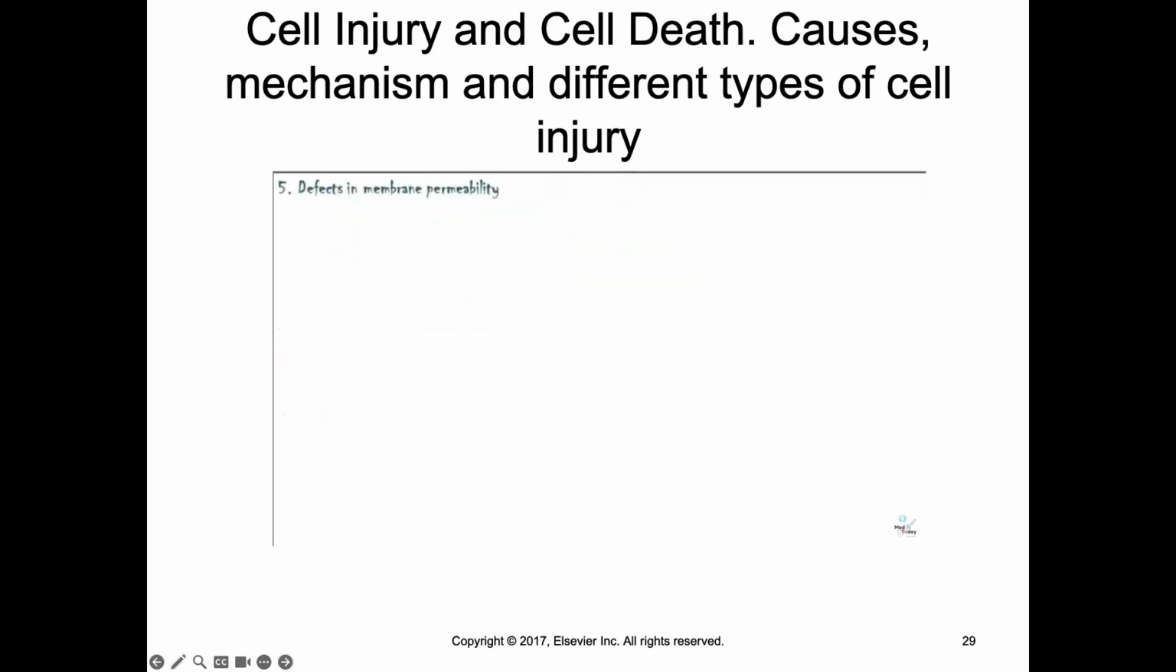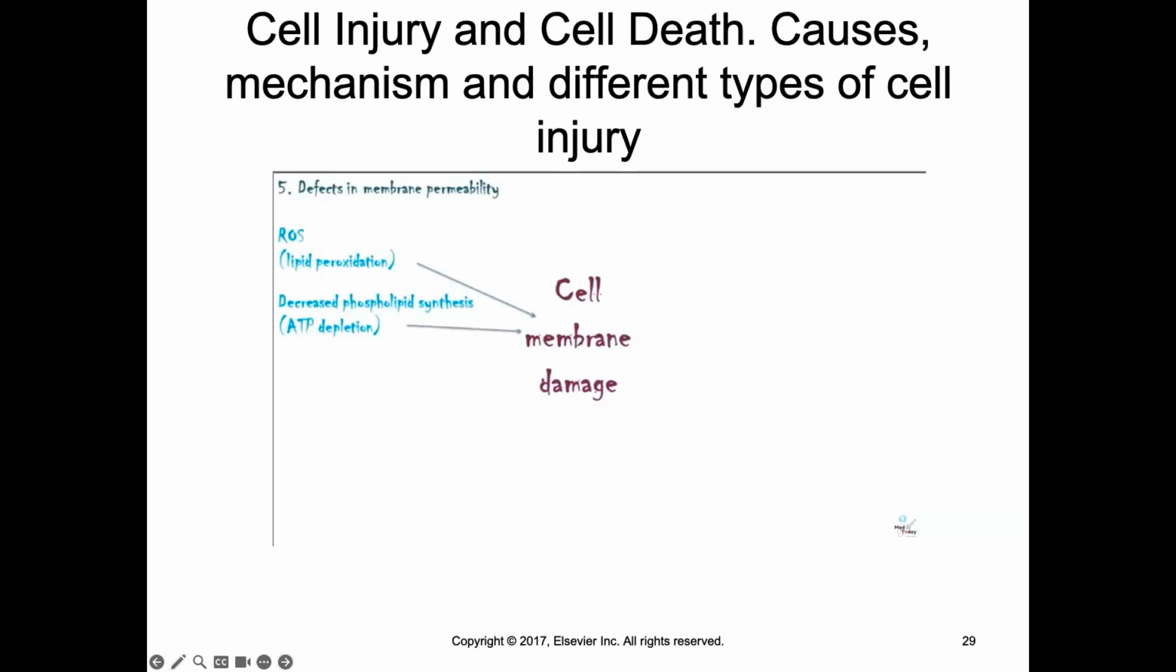This means all the types of membranes, including plasma membrane, lysosomal membrane, mitochondrial membrane, etc. Membranes can be damaged by reactive oxygen species, which cause lipid peroxidation, decreased phospholipid synthesis due to ATP depletion, increased phospholipid breakdown due to the activation of phospholipases, and cytoskeletal abnormalities due to the increased protease activity.